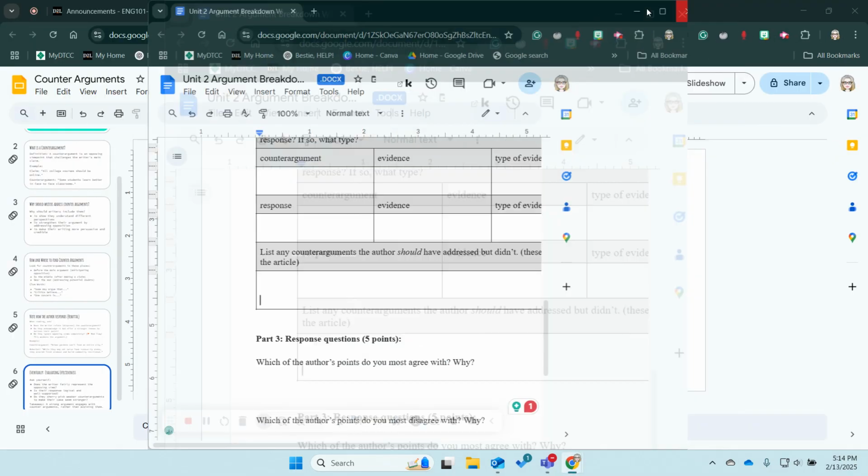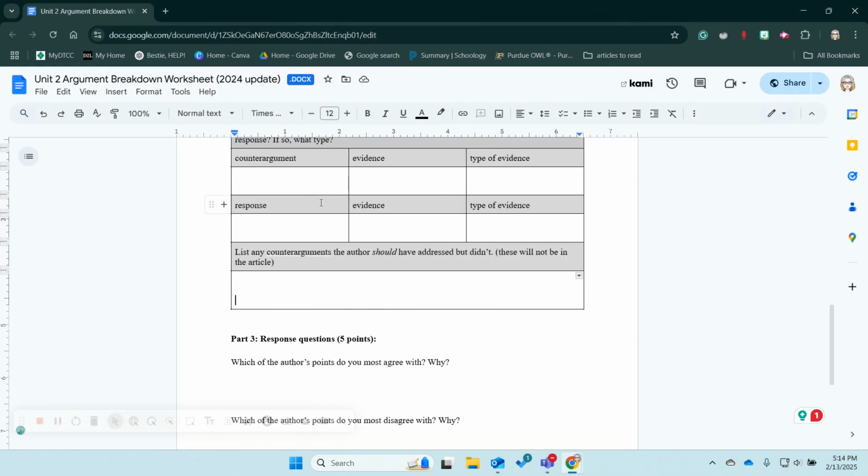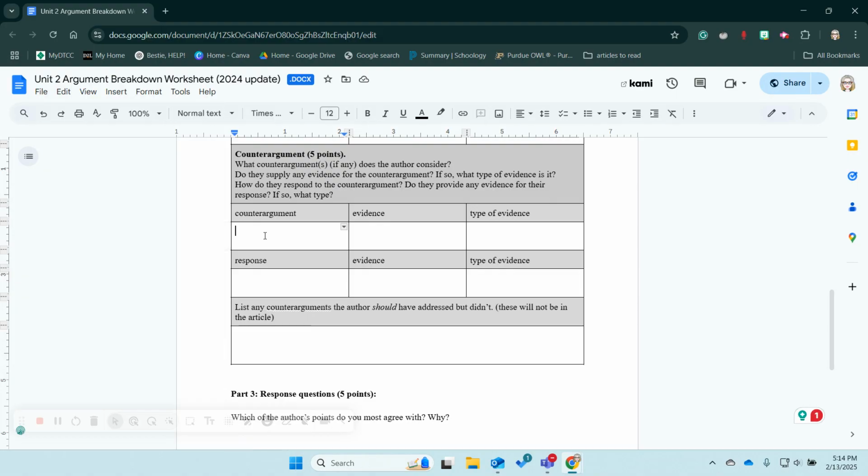So that is what you'll be addressing here. You're going to look at your R2, the reading that you've been working on. You're going to see if that author brings in any counter arguments, and there might be more than one also. So if there's more than one, you can just list them all here. If they present a counter argument, do they acknowledge evidence for that counter argument? And if so, what type of evidence is it? Do they respond to the counter argument? If so, do they have evidence? And again, remember, sometimes they don't have evidence. And is there anything that you feel like they should have included as a counter argument? This is where that red flag was, right? So do they skip over any counter arguments? We want to kind of note that here.